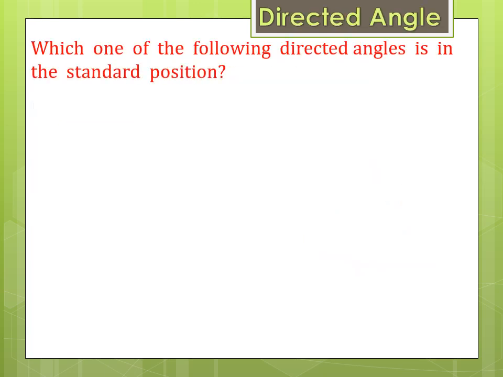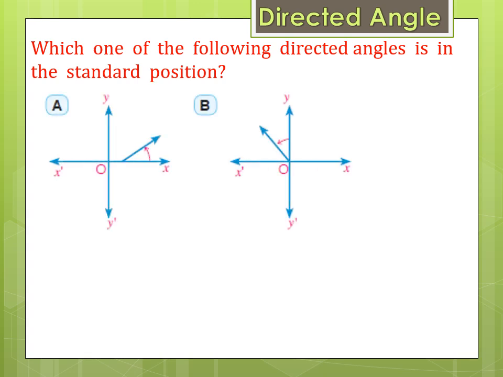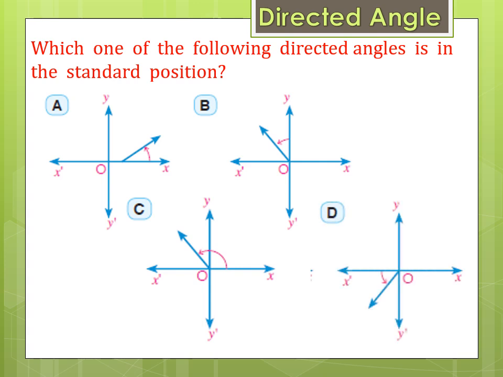Okay. Which one of the following directed angles is in the standard position? A, no. Here, no, the initial here is OY, no. The third one, OX initial, okay, in the positive direction, and yes, no problem. Number C, yes. D, no, the initial here is Ox dash, no. I need the positive direction, yes.